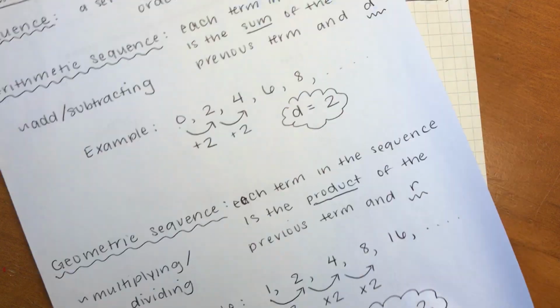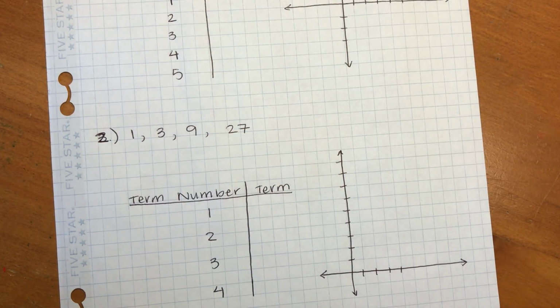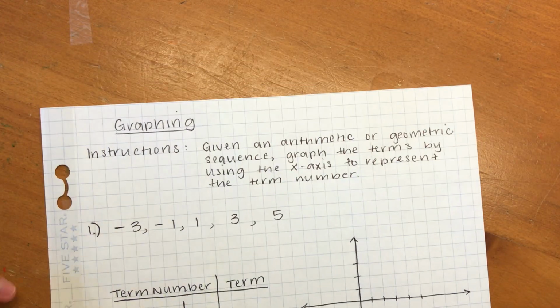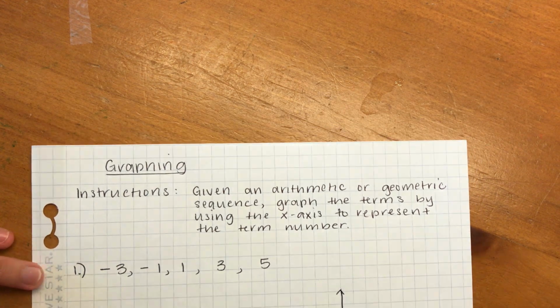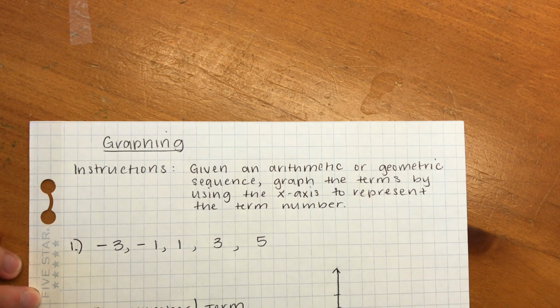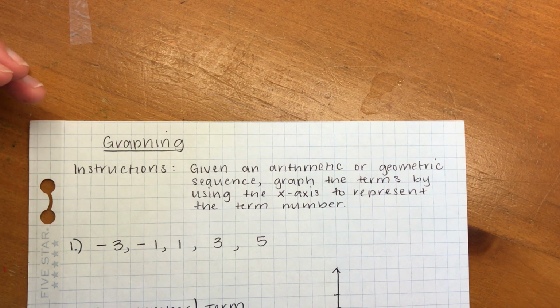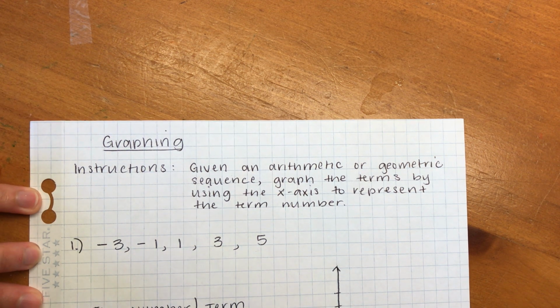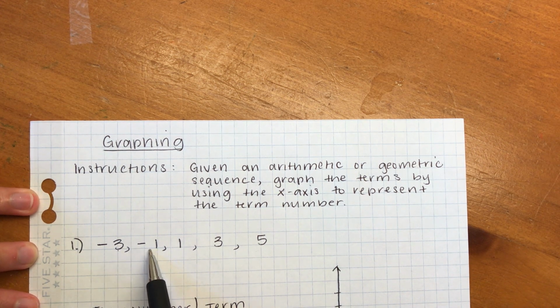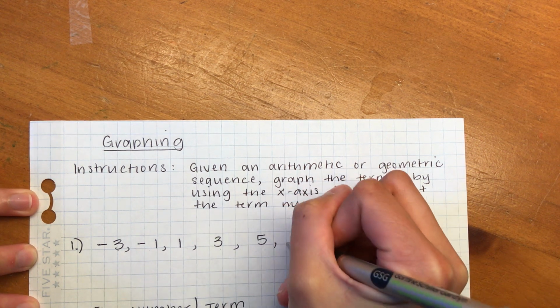Remember, our objective is to graph geometric and arithmetic sequences. So, my instructions here. Given an arithmetic or geometric sequence, graph the terms by using the x-axis to represent the term number. Okay, so what is a term number? When I have a sequence that starts here at -3, and then it goes -1, 1, 3, 5, we're going to say it keeps going.